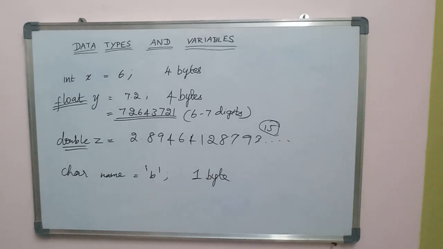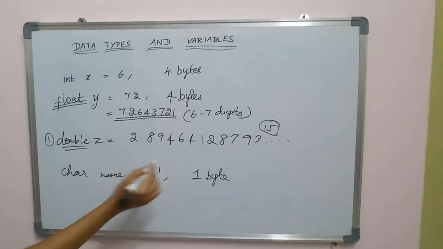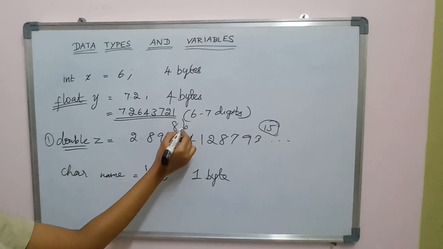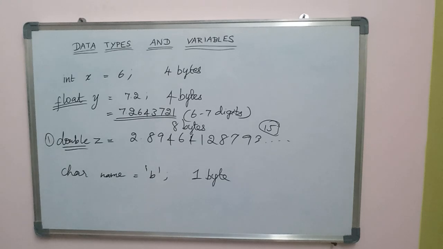And what is the size of double? The size of double is 8 bytes. It's a very big one, so it stores 8 bytes.